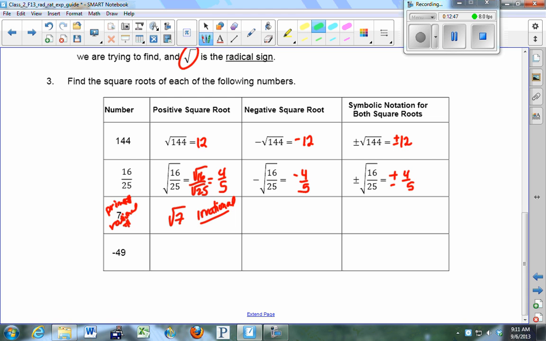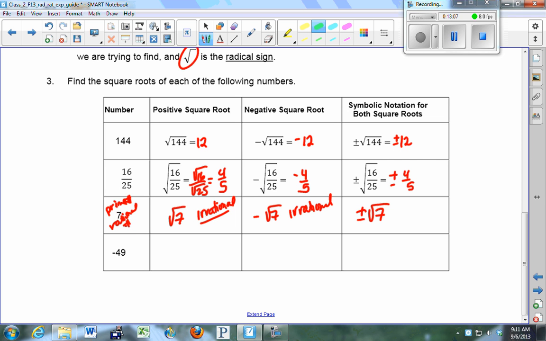So the negative square root would just be with a little dash out in front like that, and that's irrational. And then to represent both square roots, you just put the little plus and minus sign out in front. So again, that's referring to the positive and negative square root.